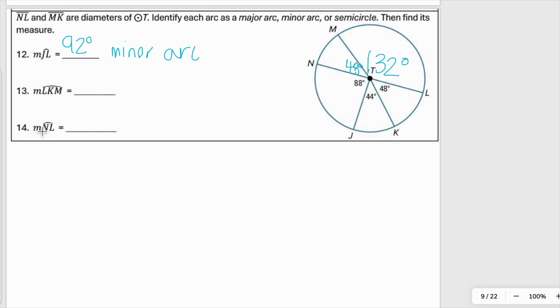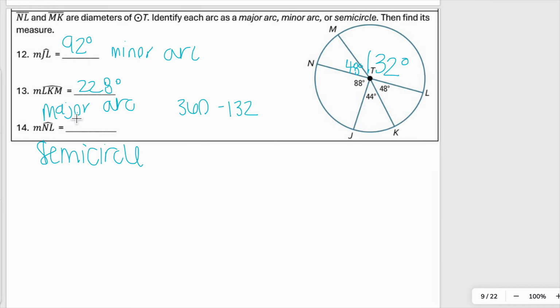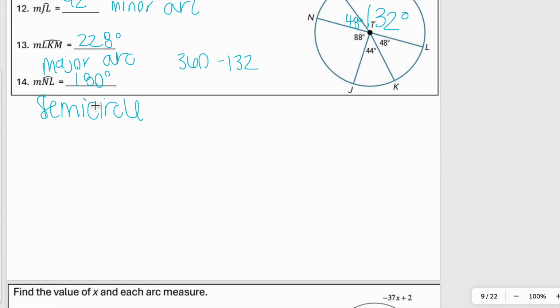For LKM, that's going to be a major arc because it's more than 180 degrees. So for LKM, we really just do 360 minus 132, and we're going to get 228. And then NL is going to be your semicircle because it's the diameter, and those are always 180 degrees. All right, onward to page number 2.